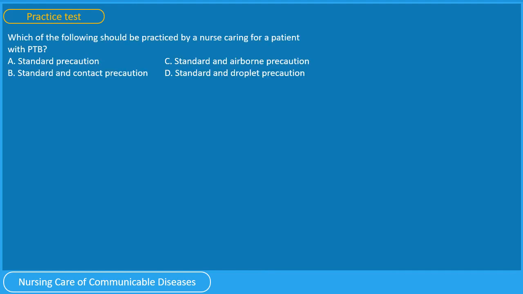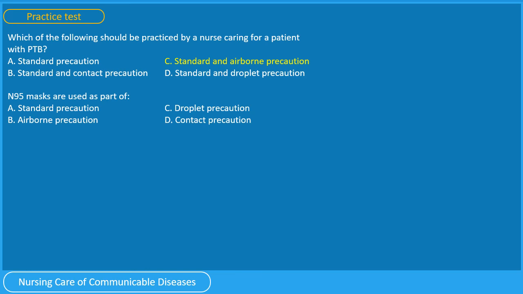Which of the following should be practiced by a nurse caring for a patient with PTB? A. Standard precaution. B. Standard and contact precaution. C. Standard and airborne precaution. Or D. Standard and droplet precaution. You have 5 seconds. And the correct answer is C. Standard and airborne precaution. Remember that the transmission-based precautions are always used in conjunction with the standard precaution.